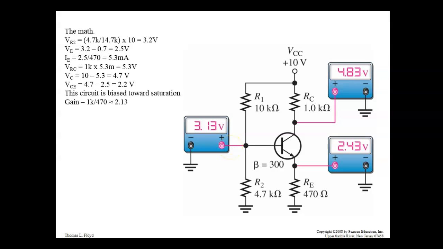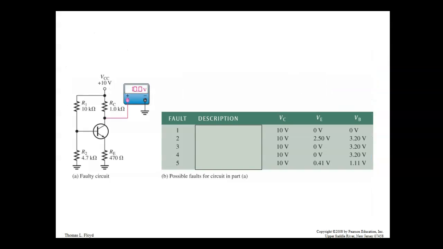So I come over here now and I make these measurements. Every one of these is cut off. Notice VC is sitting at 10 volts, so the transistor is cut off for some reason. The first one says VE is equal to 0 and VB is equal to 0. What's the problem?